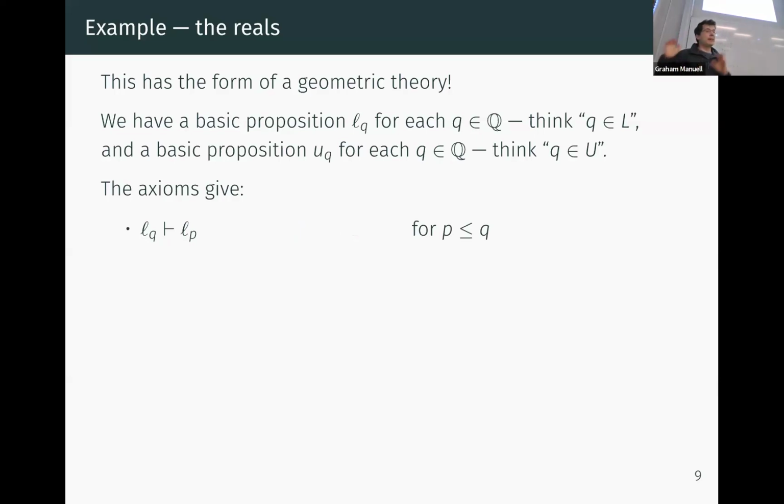So whenever P is less than or equal to Q, the one implies the other. So in frame theoretic terms, in the relation, we just write LQ is less than or equal to LP, right? That means that LQ implies LP. Okay.